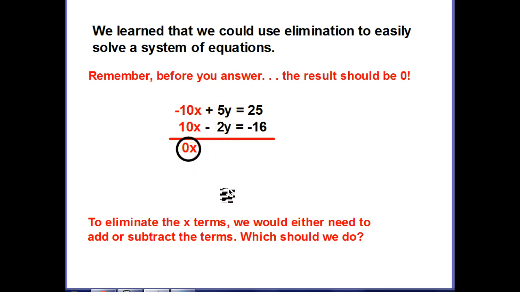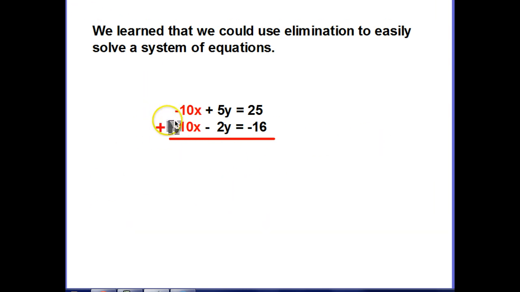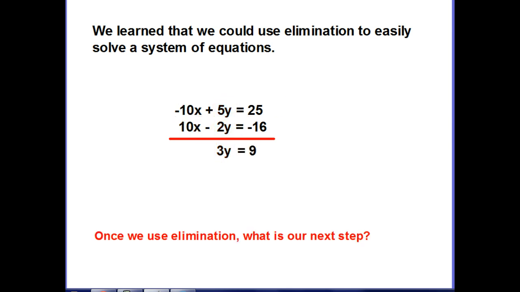So to eliminate the x terms, we would either need to add or subtract the terms. Which should we do in this case? Yes, in this case, we're going to add the terms together. And once we do that, that eliminates the negative 10x and the positive 10x. Now we continue our elimination: 5y plus a negative 2y is going to give us 3y. And then 25 minus 16 gives us 9. We end up with 3y equals 9 once we've added these two sets of terms together.